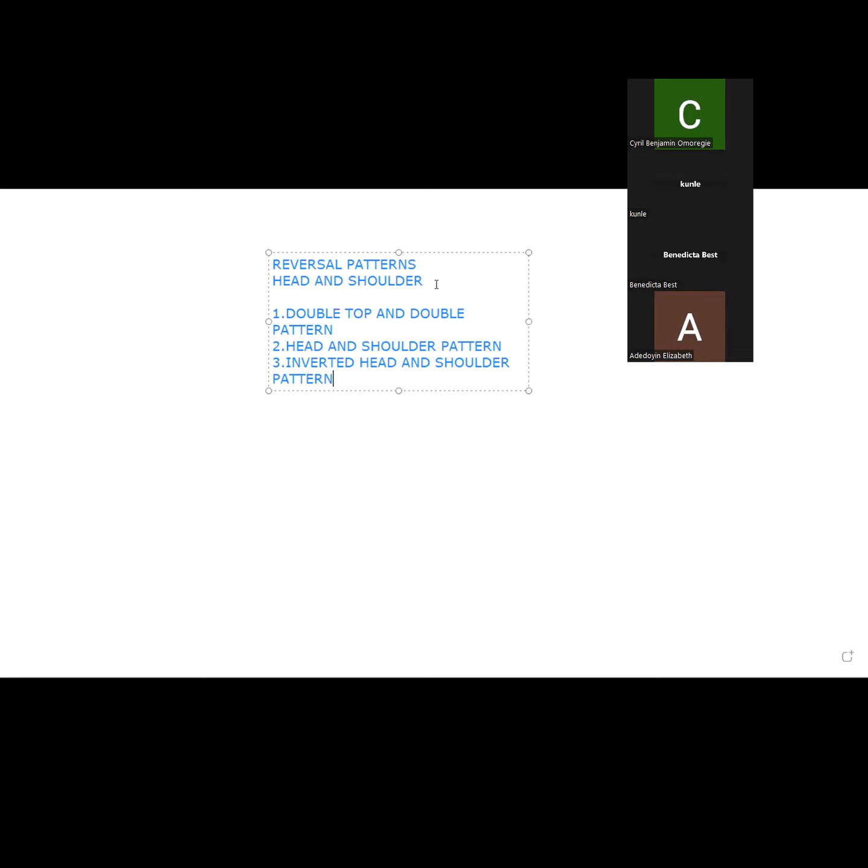So for the sake of our lecture, we'll stick to these four patterns. They are the most popular you come across in the market when it comes to reversals. This will let you know on time that the market is reversing.